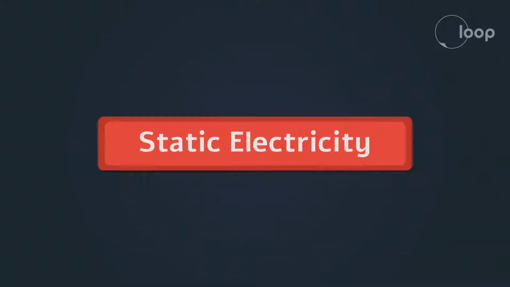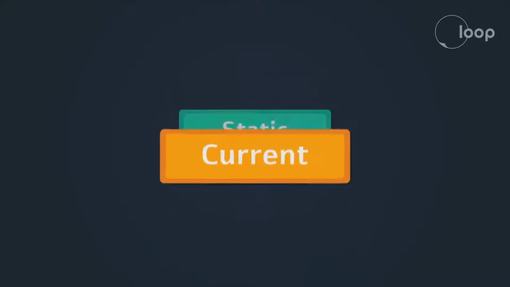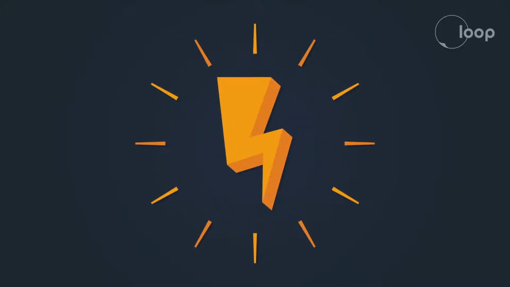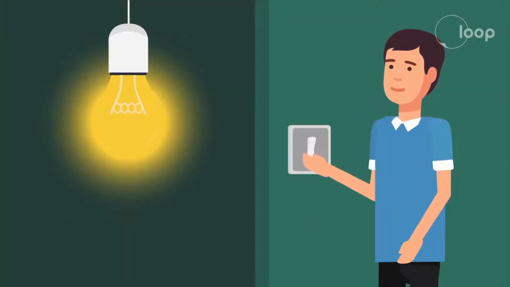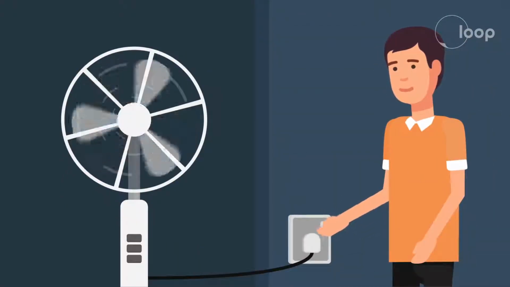Electricity has two forms, current and static. Electricity is a very important form of energy to us. With current electricity, we have managed to harness the power to improve our daily lives with things such as light bulbs and fans.